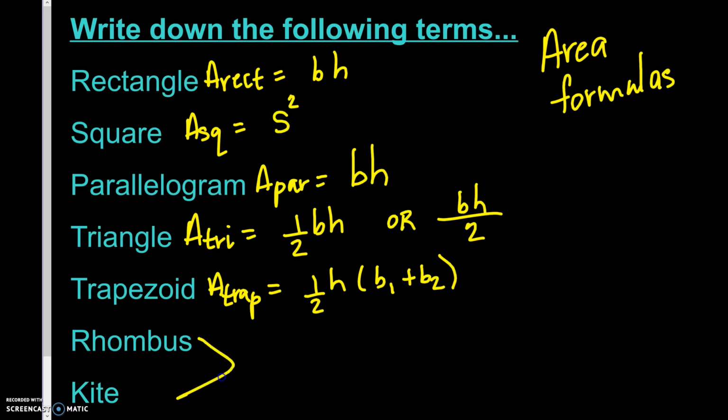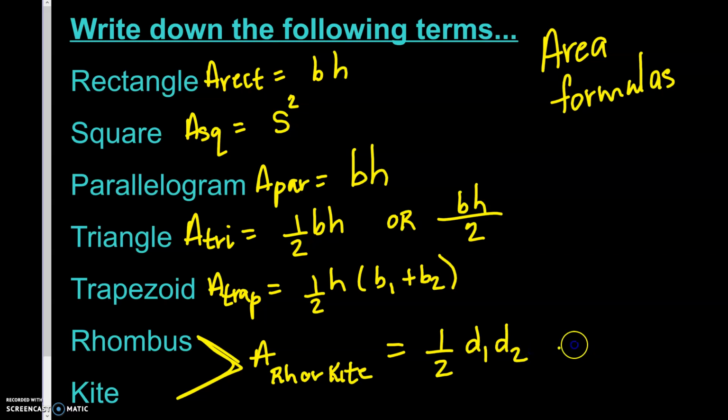Rhombus and kite, these area formulas are the same. So it's the same for a rhombus or a kite. The formula is the same, and it's 1/2 diagonal 1 times diagonal 2. And they have a really good explanation on page 610 to show you where this comes from.